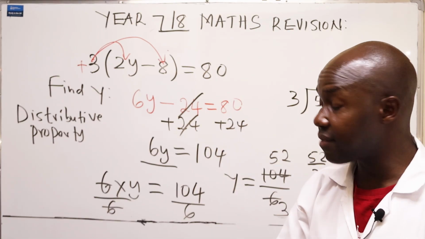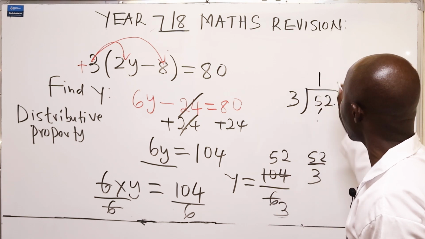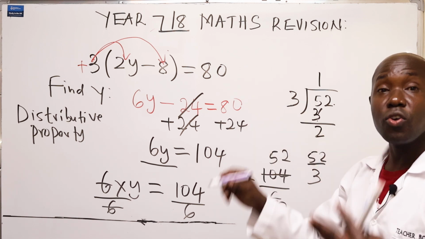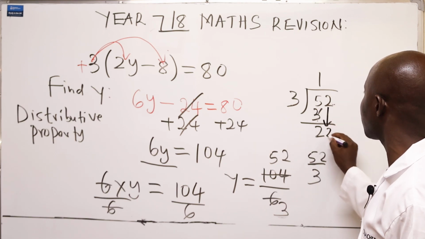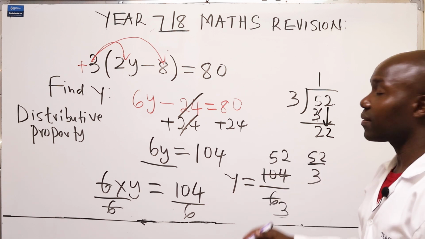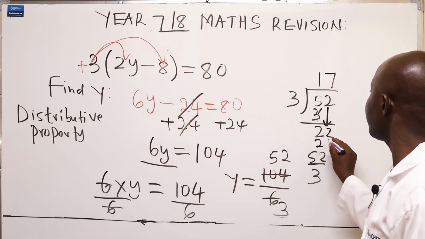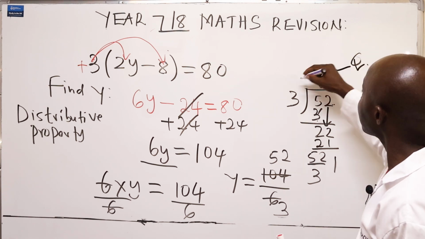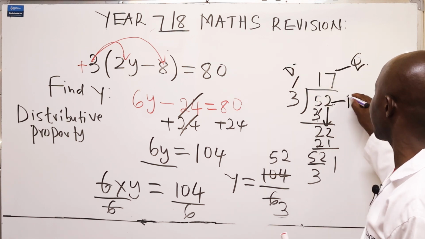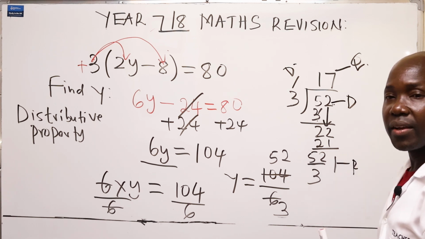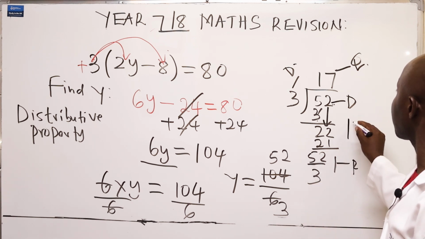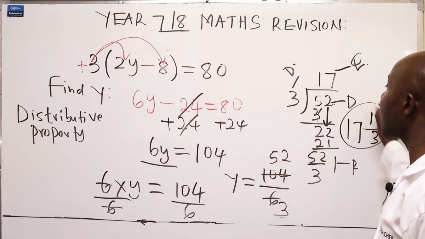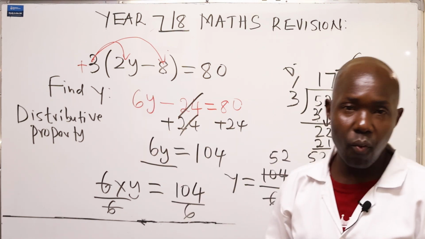Can 3 go into 5? Yes. 3 goes into 5 once, giving you 3. The remainder is 2. Can 3 go into 2? No. If it cannot, you pull down the other 2. Can 3 go into 22? Yes. It goes 7 times, giving you 21. The remainder is 1. So the answer is called the quotient. This is the divisor. This is the dividend. And this is the remainder. So how do we write our answer? We take 17 and the remainder was 1 out of 3. And that becomes the answer of the value of y.